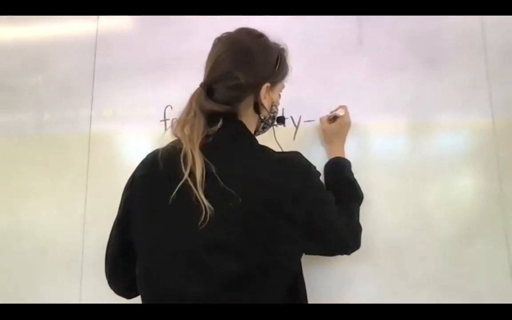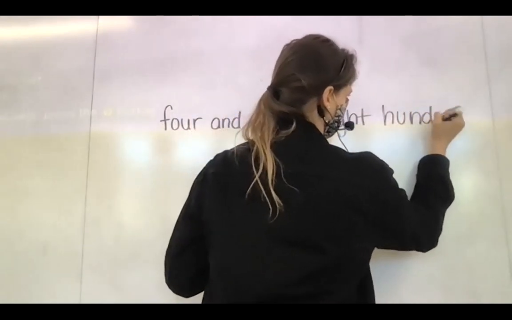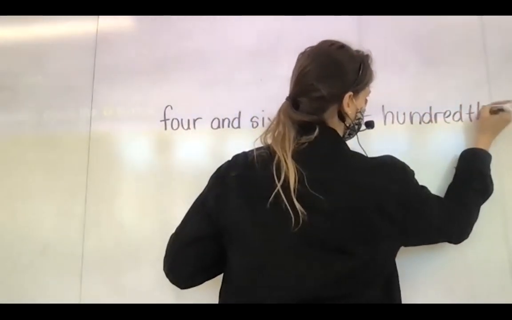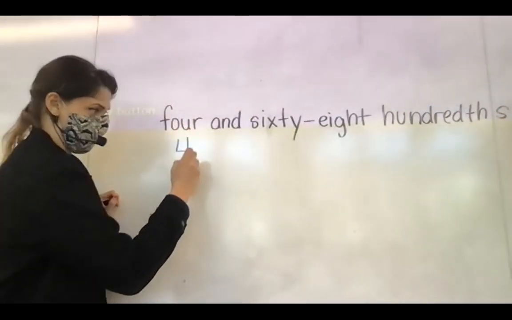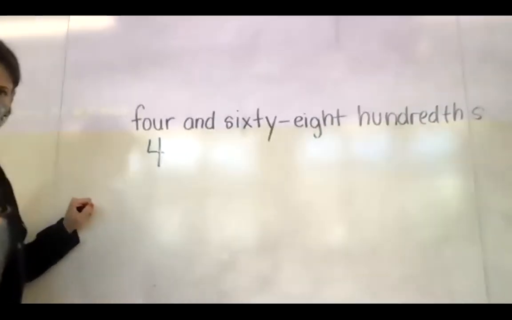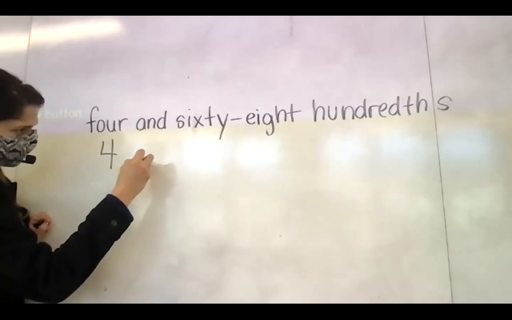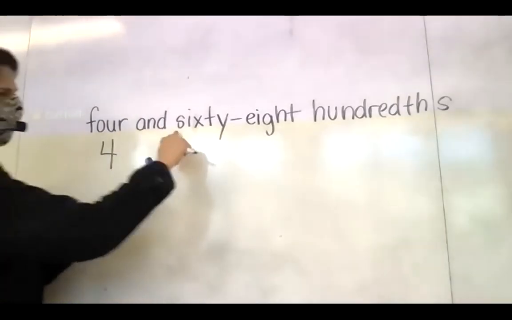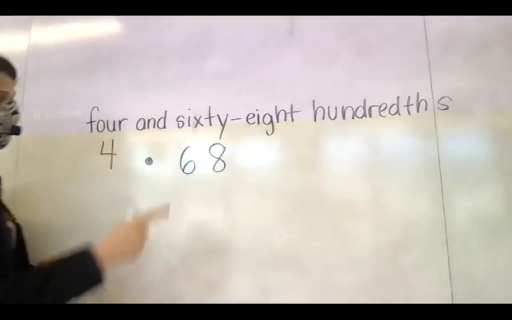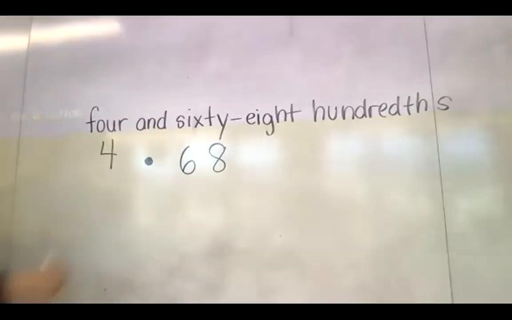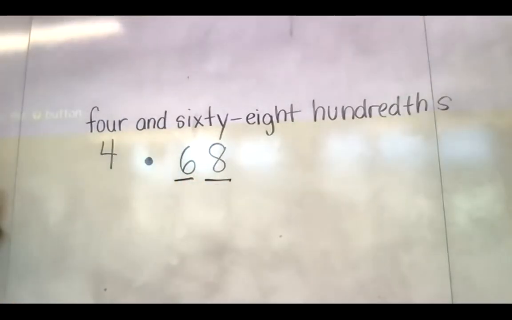4 and 68 hundredths. All right, now I gave you the word form. Let's write this in standard form. 4. Can you all see that at home? When I say and, I'm going to put a decimal for it. 4 and. Let's read this. 68, and it said hundredths. Am I in the hundredths place? Let's check. Tenths, hundredths. Good.